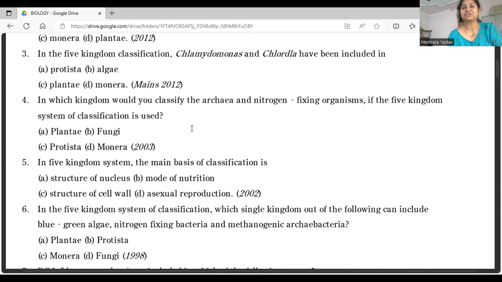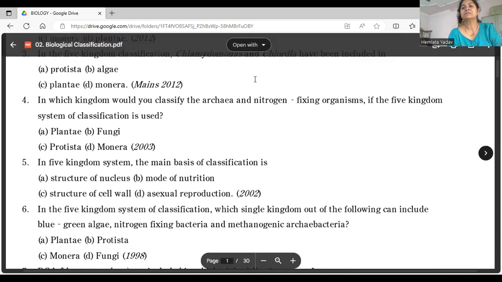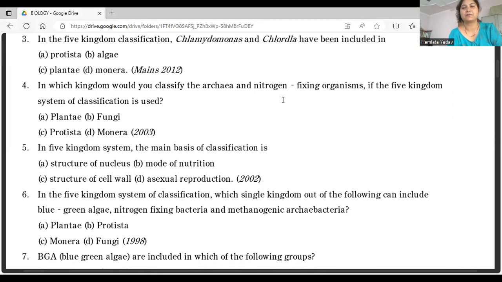In the 5 kingdom classification, Chlamydomonas, chlorella. There is a misprint over here, so we will say the question is about chlorella. In which kingdom have they been included now? They have been included in the Protista. Chlamydomonas and chlorella have now been placed with the algae, because they are unicellular algae. So they are grouped in the unicellular algae. It has come in mains 2012.